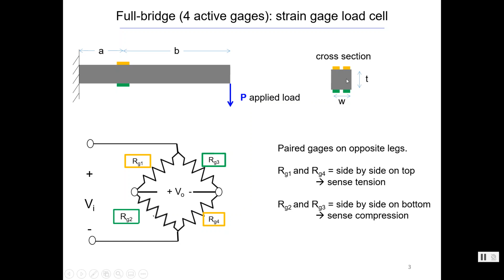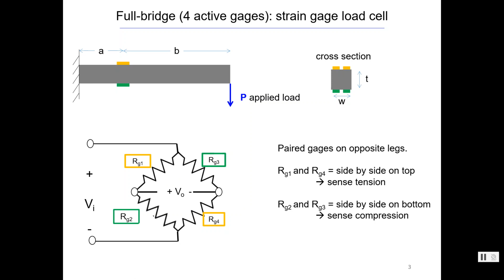Now, there are a few other important things. The thickness of this and the width of this are important. And then the fact that the load is going to be bending the end down. So the 2 on top are going to be in tension, and the 2 on the underside are going to be in compression. And then we have these arranged in a Wheatstone bridge as shown here. So the 2 in tension, the 2 in compression, we have our input voltage and our output voltage.